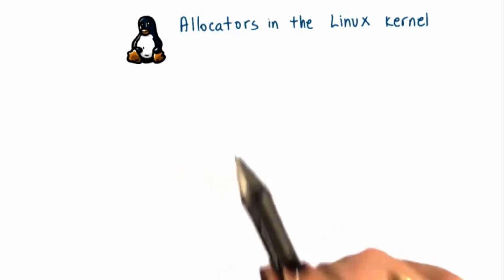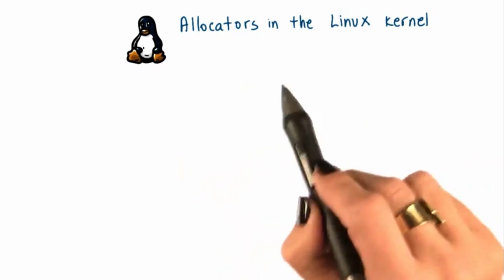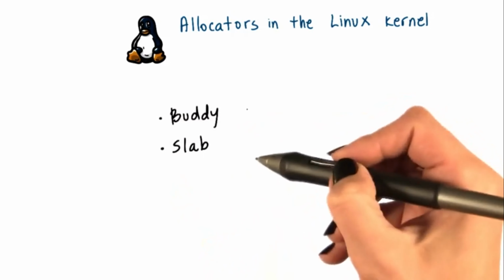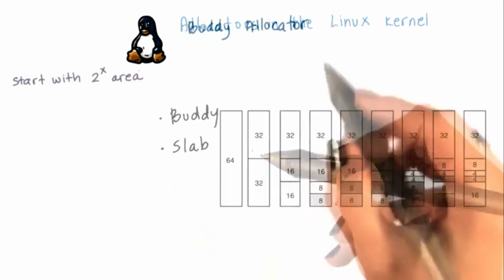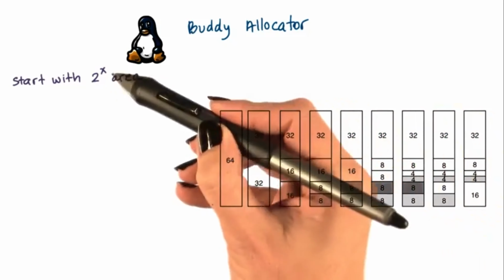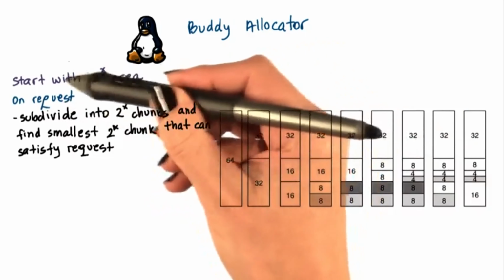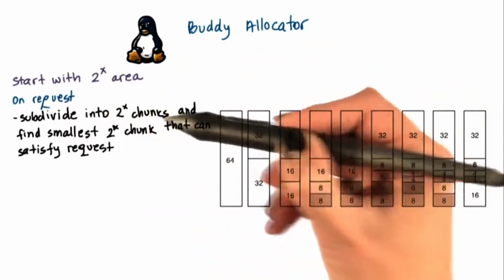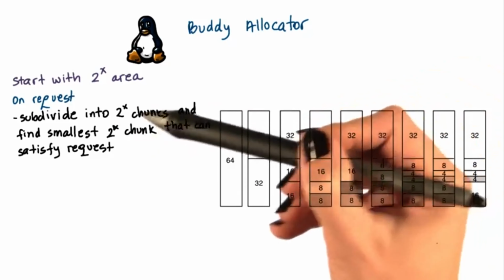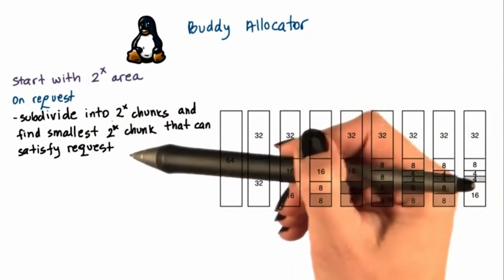To address the free space fragmentation and aggregation issues we mentioned in the previous morsel, the Linux kernel relies on two basic allocation mechanisms. The first one is called the buddy allocator, and the second one is called the slab allocator. The buddy allocator starts with some consecutive memory region that's free, that's of a size that's a power of 2. Whenever a request comes in, the allocator will subdivide this large area into smaller chunks such that every one of them is also a power of 2. And it will continue subdividing until it finds the smallest chunk that's of a size that's a power of 2 that can satisfy the request.